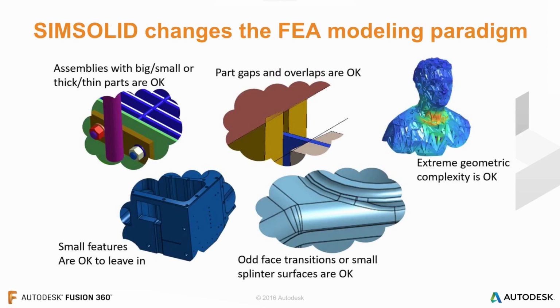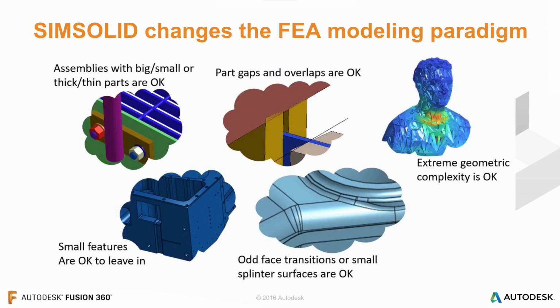So, in SimSolid, you can have multi-scale kind of geometries, big and small parts or thick and thin parts. You can leave in all the features like you see down in the lower left side. There's a bunch of very small holes and detail that you typically never leave in a traditional model. No problem with SimSolid. In fact, if you have very complex surface patches, that's okay. Even that you see the picture of the man there, but extreme geometric complexity, and we've done some very complex STL type mesh bodies. We can handle that as well.